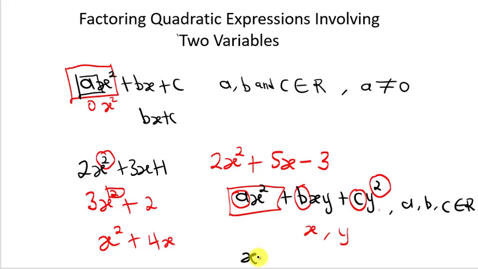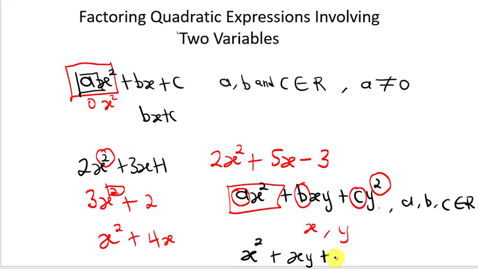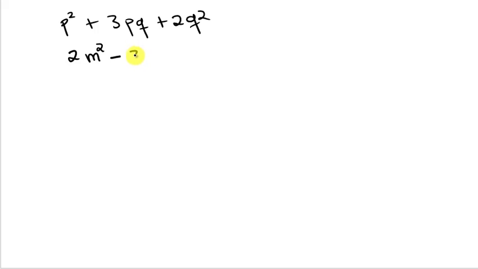So we can have an example to be x squared plus xy plus y squared. This is an example. We can have another example to be p squared plus 3pq plus 2q squared. This is also an example of quadratic expression involving two variables. We can have 2m squared minus 3mn plus n squared.